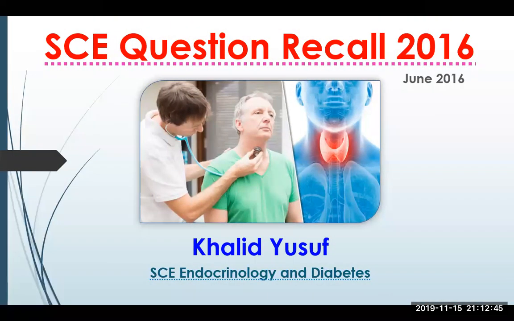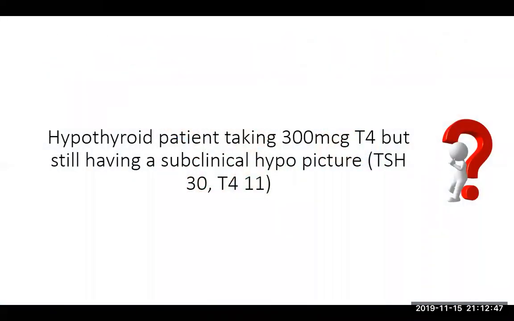This is from 2016. A question asked about a hypothyroid patient taking 300 microgram levothyroxine but still having a subclinical hypothyroidism. The TSH is elevated, the T4 is normalized. So what do you think about this scenario?